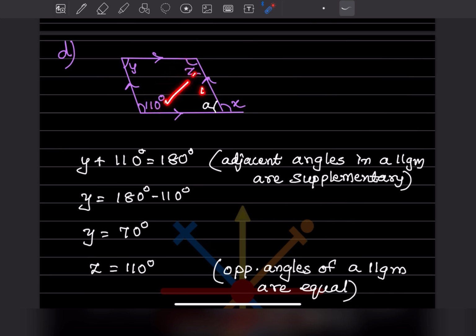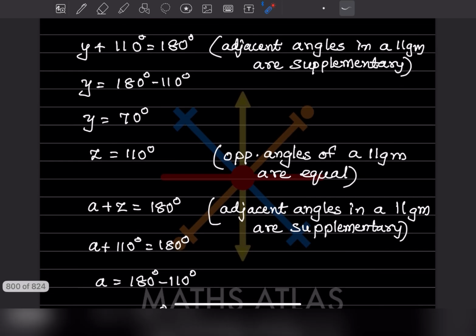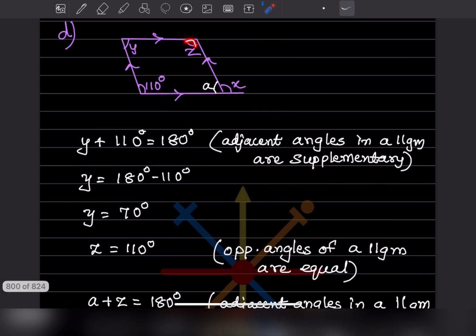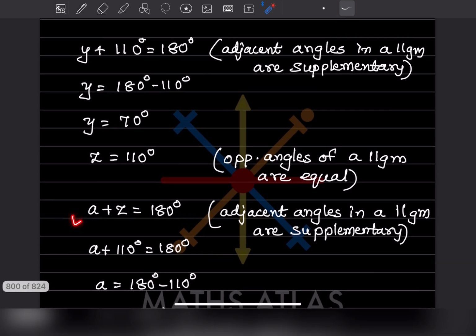And then later on we can go for this one. Once we get this 110, we can go for the adjacent one. So this 110 plus a is going to be 180. Why? That is the adjacent angle. We can put here z is equal to 110, as I told you, opposite angles of a parallelogram are equal. Then this together is 180, because the adjacent angles in the parallelogram are supplementary. So a plus, now z we got as 110, that is 180.